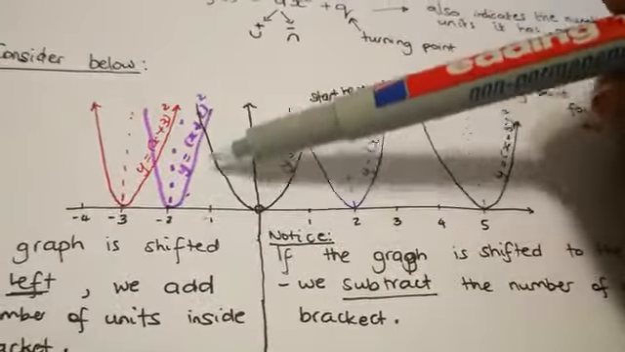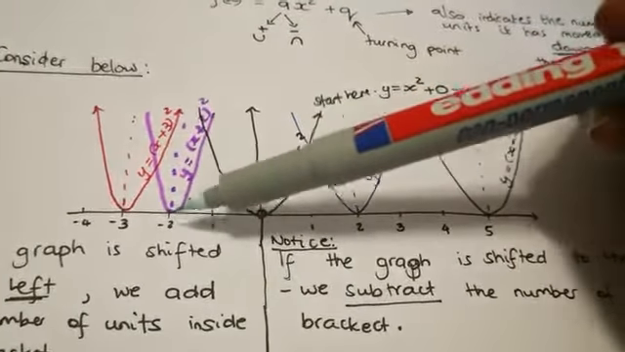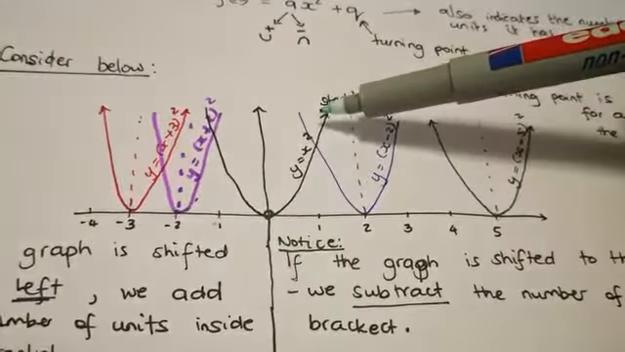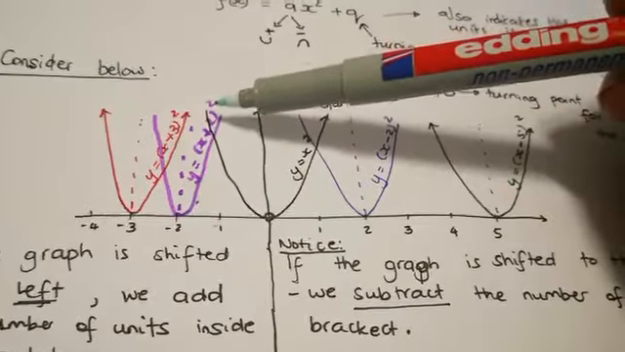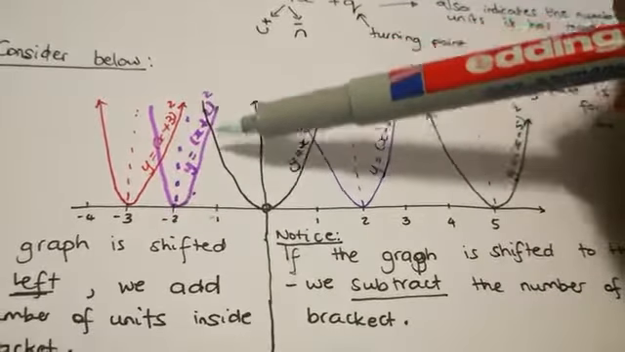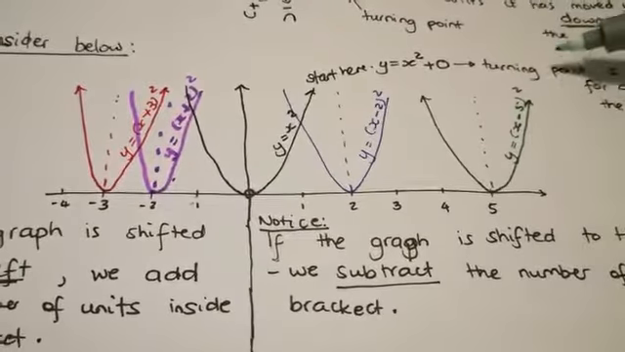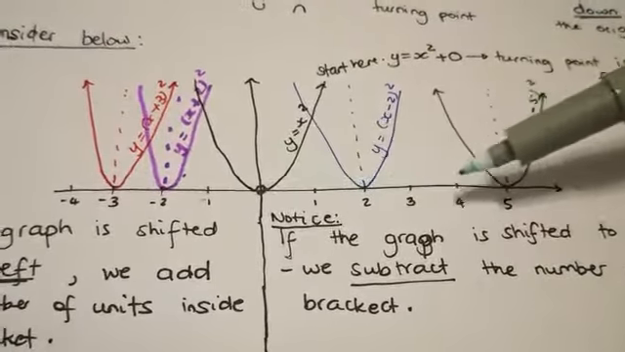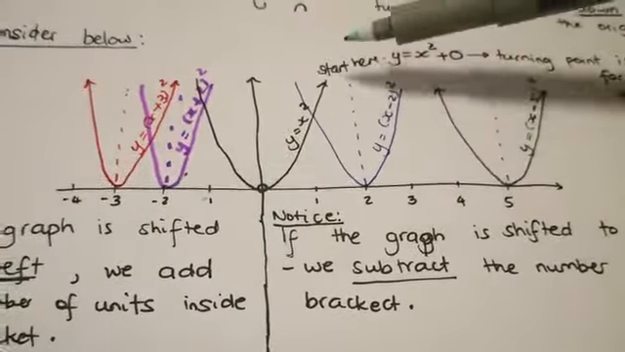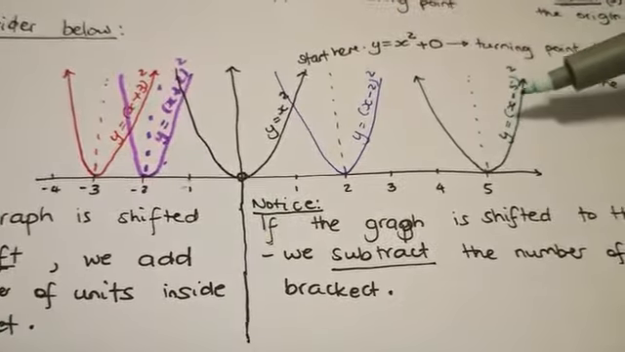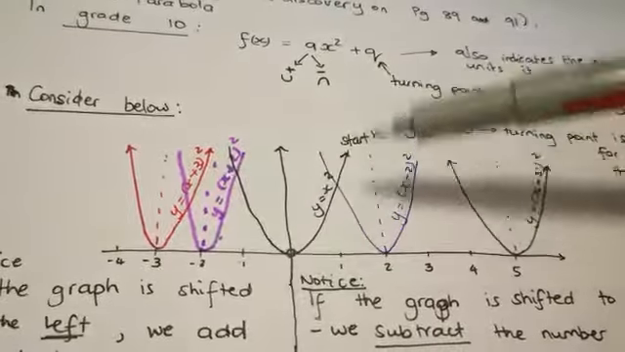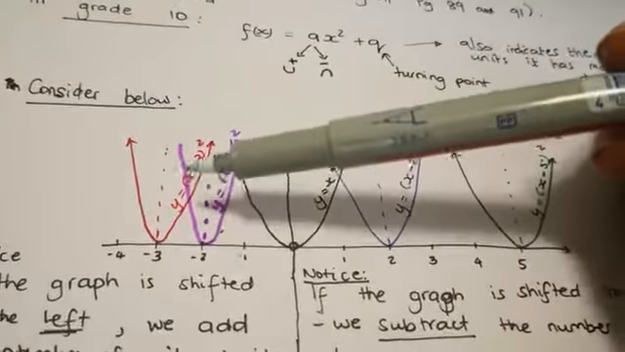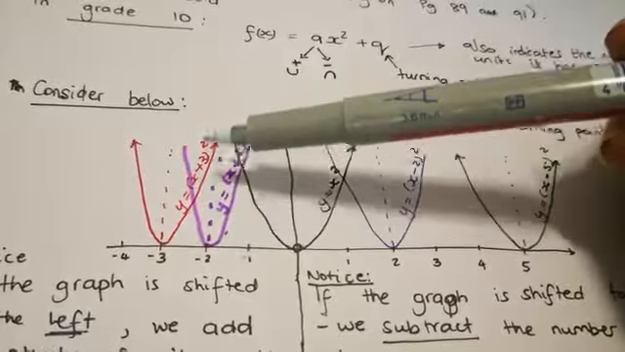And if you look at the purple one, it is also 2 units away from the main one, which is the black one. The equation says y equals (x plus 2) all squared. The green one is 1, 2, 3, 4, 5 units away from the main one, and the equation says y equals (x minus 5) squared. Look at the red one. The red one is 1, 2, 3 units away from the black one, the main one, and the equation says y equals (x plus 3) squared.